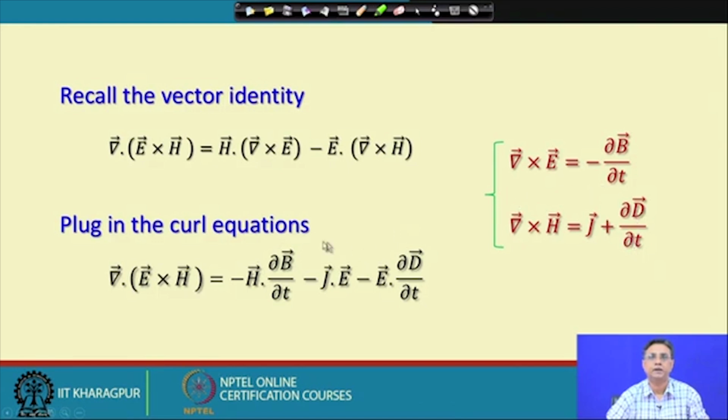If we do that, this quantity H dot del cross E becomes minus H dot del B del t, because del cross E is now replaced by minus del B del t, and for del cross H, if I substitute this quantity J plus del D del t, then it becomes minus J dot E minus E dot del D del t. So, this is the equation which involves the divergence of E cross H.